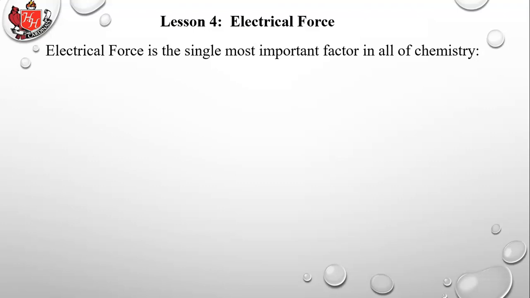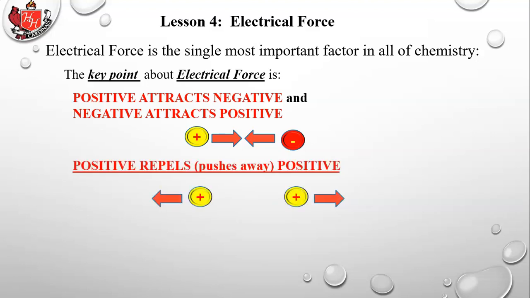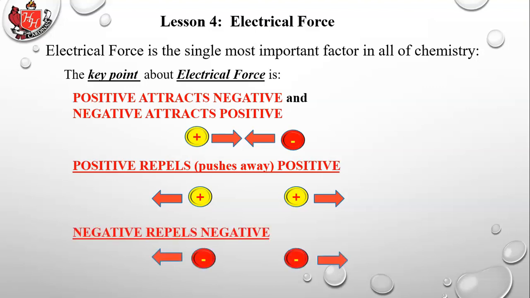So electrical force is the single most important factor in all of chemistry. The key point about electrical force is that positive attracts negative and negative attracts positive. Positive repels, pushes away positive, and negative repels, pushes away negative.